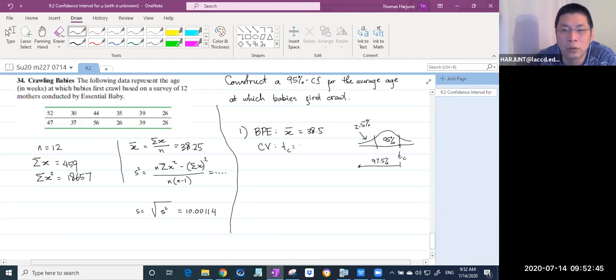Right? So T critical will be inverse T, not inverse norm. No, no, no. It's inverse T. You need to know how to differentiate that. And the difference is, do you know the sigma or not? Okay, that's what you need to remember.